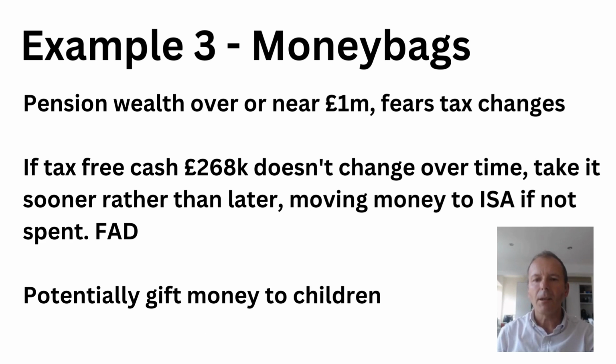Example 3, I'm calling Moneybags. This person has pension wealth over or near £1 million, and he fears tax changes. So if the tax-free cash doesn't change over time, like the ISA allowance that's just forever 20k, you might be better off taking it sooner rather than later, because inflation's just eroding that money, and then you could move money to an ISA if you don't end up spending it. In this case, you'd be using flexible access drawdown, and you could also potentially gift money to children early if you wanted to avoid inheritance tax.